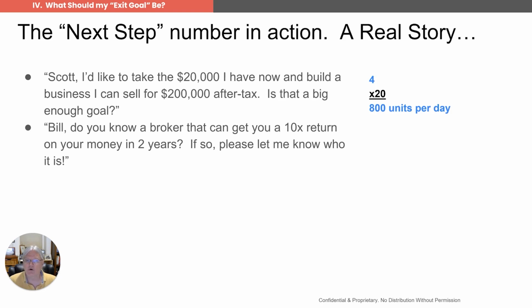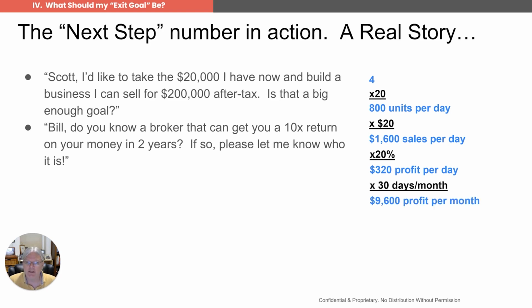4 successful products, just 4 products, 20 units a day is 800 units a day, times $20 is $1,600 in sales per day. That's actually 80 units per day. I'll correct the video in real time here, but it's still $1,600 in sales per day. Times a 20% profit margin is $320 of profit per day, and that's accurate. Times 30 days in a month is $9,600 of profit per month.